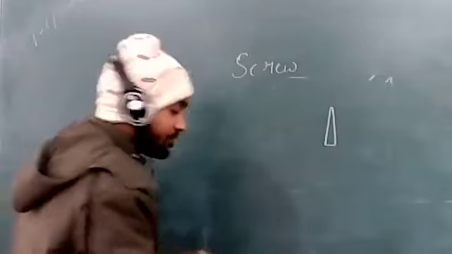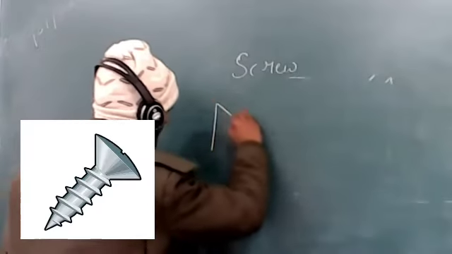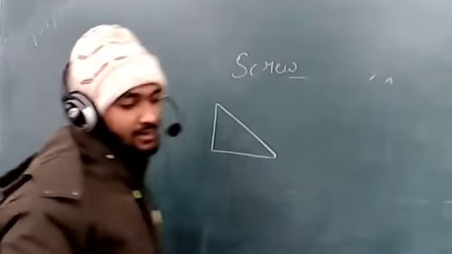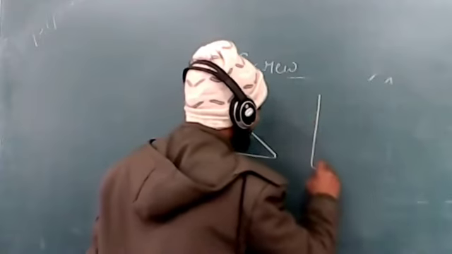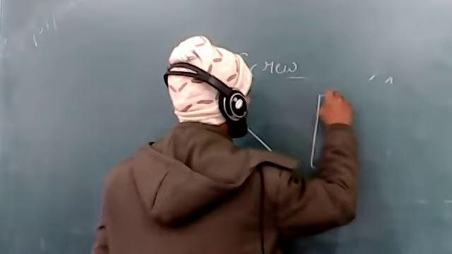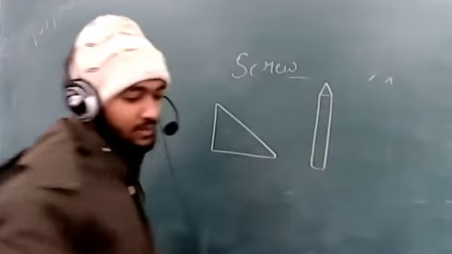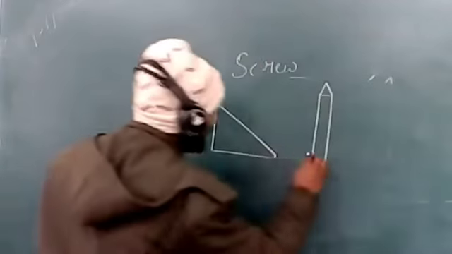Let's see here. For understanding this, you just take a sheet of paper, in this shape, a right angle triangle, and you can take a pencil which is cylindrical in shape. And you have to wrap this paper on this cylinder. So if you wrap, the folding will be like this.